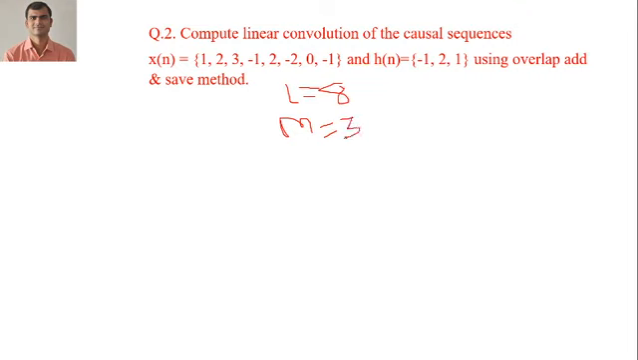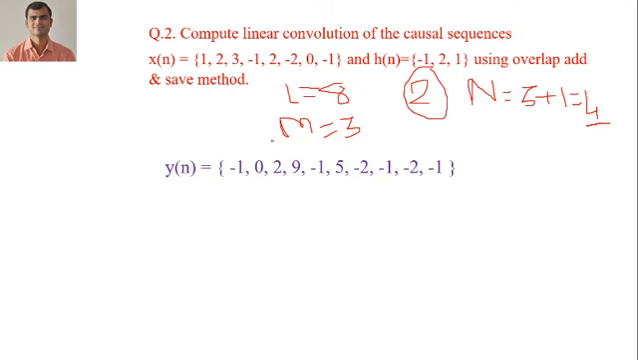When you divide 3 by 8, the answer comes in points, so we will not consider the first method; we will consider the second method. The second method is that the samples of capital N equal the samples of h of n plus 1, that is M plus 1, which is 3 plus 1. So we consider capital N equal to 4 here, and each block length is 4 samples. Then you perform the overlap add and overlap save methods.